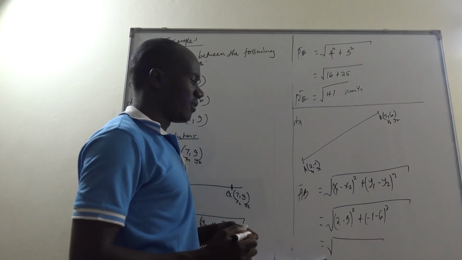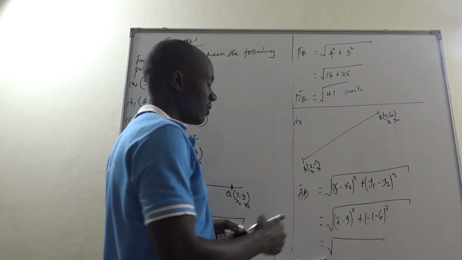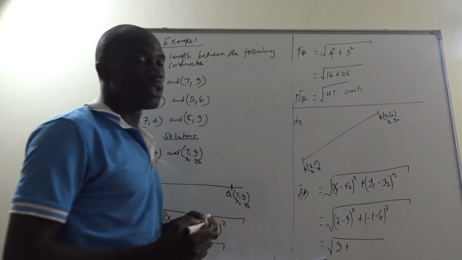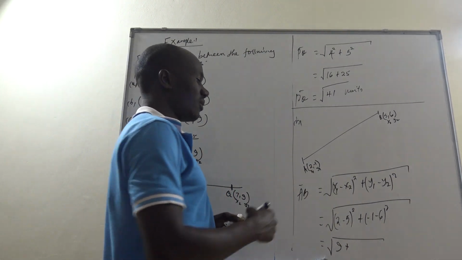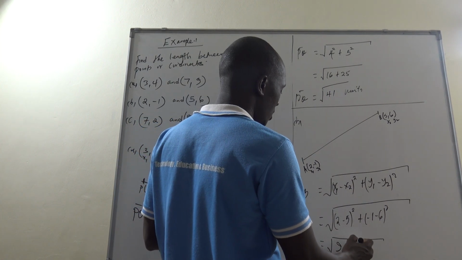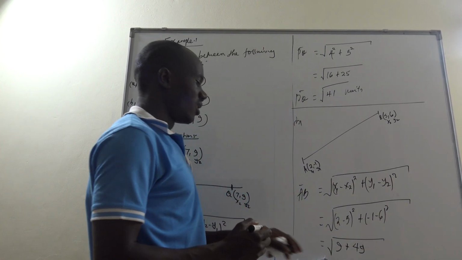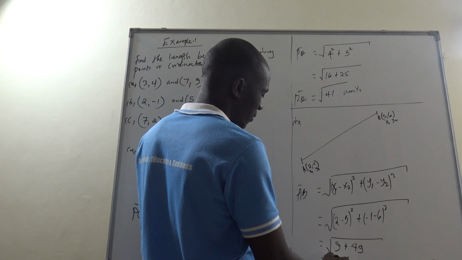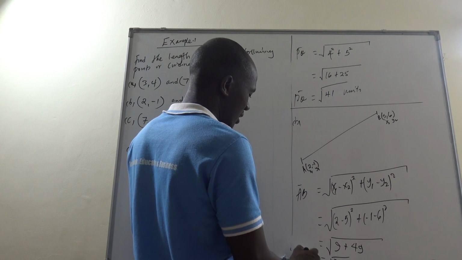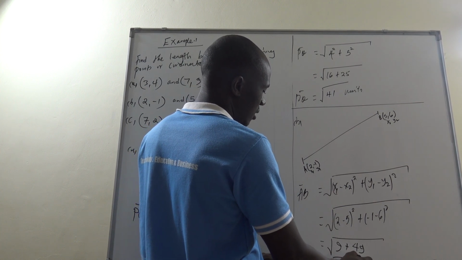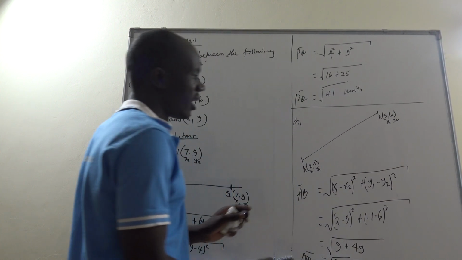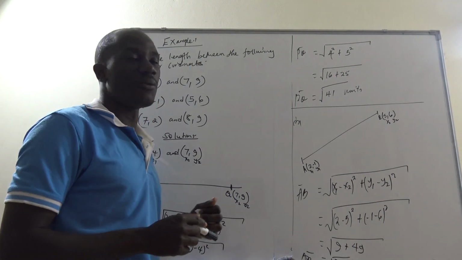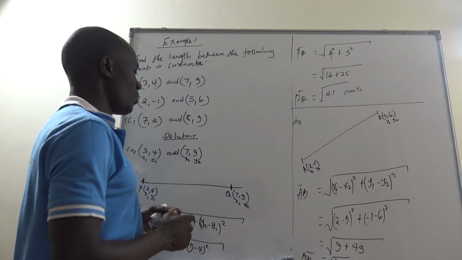2 minus 5, we are coming out with negative 3, and negative 3 squared, we are getting 9, plus negative 1 minus 6, we are getting negative 7. And negative 7 squared, we are getting a positive 49. Now when you say 9 plus 49, we are coming out with root of 58. That is AB, and we say units. If you want to go ahead and press on your calculator, there is no problem. If you are leaving it in surd form, still there is no problem with that.